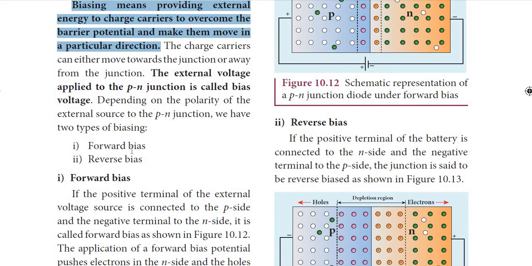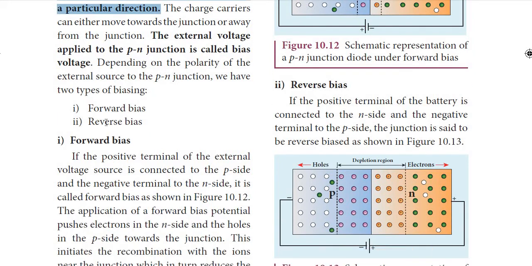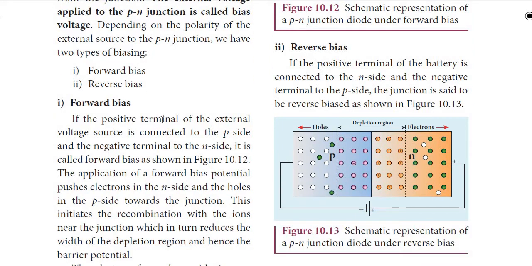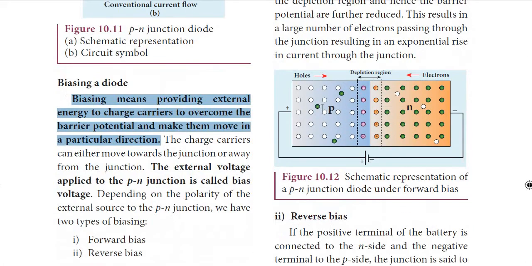There are two types of biasing. One is the forward bias, another one is the reverse bias. What is meant by forward bias? When the P type of the semiconductor is connected to the positive terminal and the N type of the semiconductor is connected to the negative terminal, what happened?